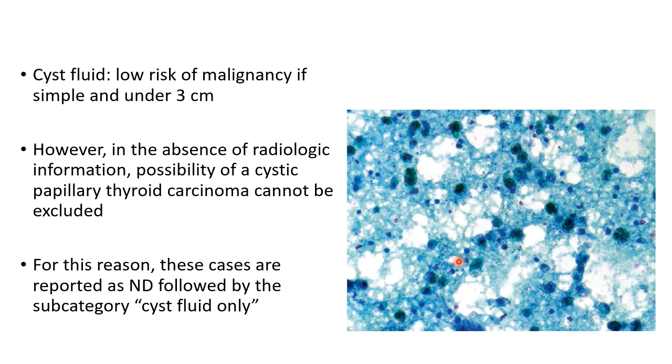So the Bethesda has recommended that you keep this cyst fluid aspirated smear in the non-diagnostic category and mention the subcategory, cyst fluid only. However, if the clinician feels that radiologically it is a benign cyst and there is no possibility of papillary carcinoma, he can treat it as a benign category. But pathologists should keep it under the non-diagnostic category and mention the subcategory cyst fluid only.